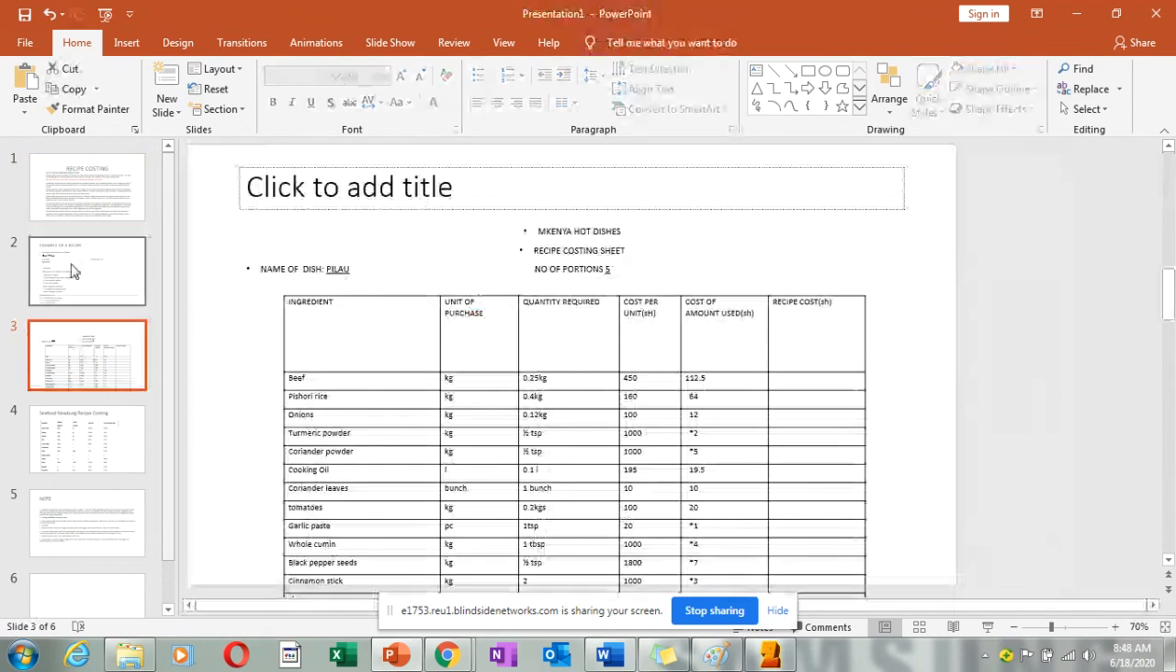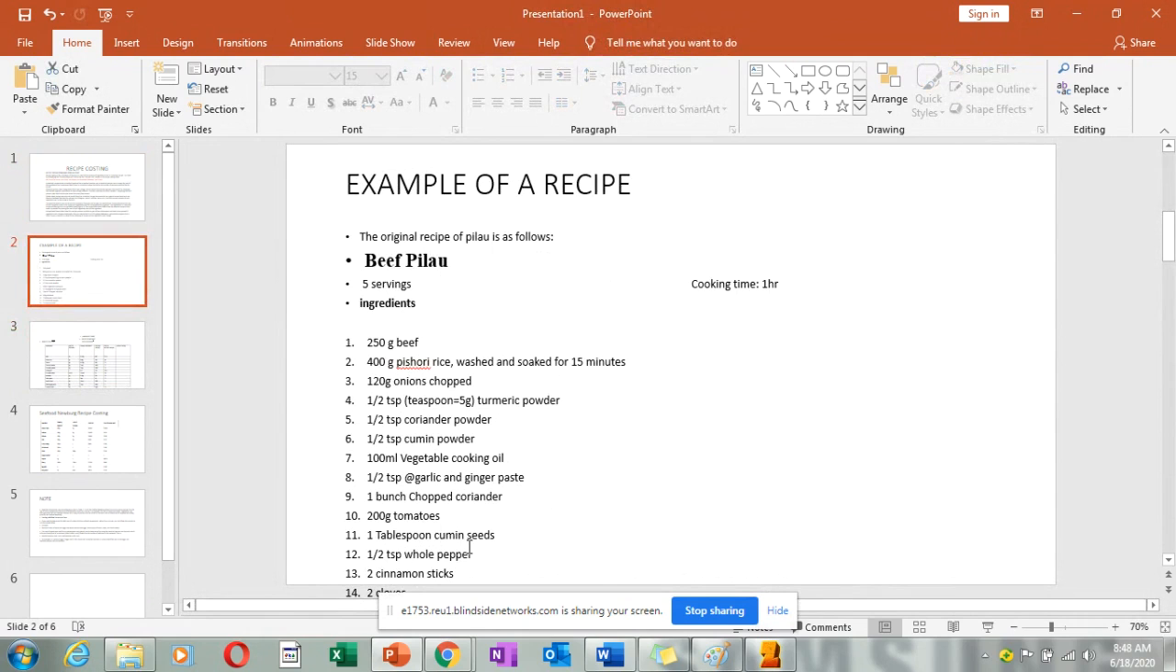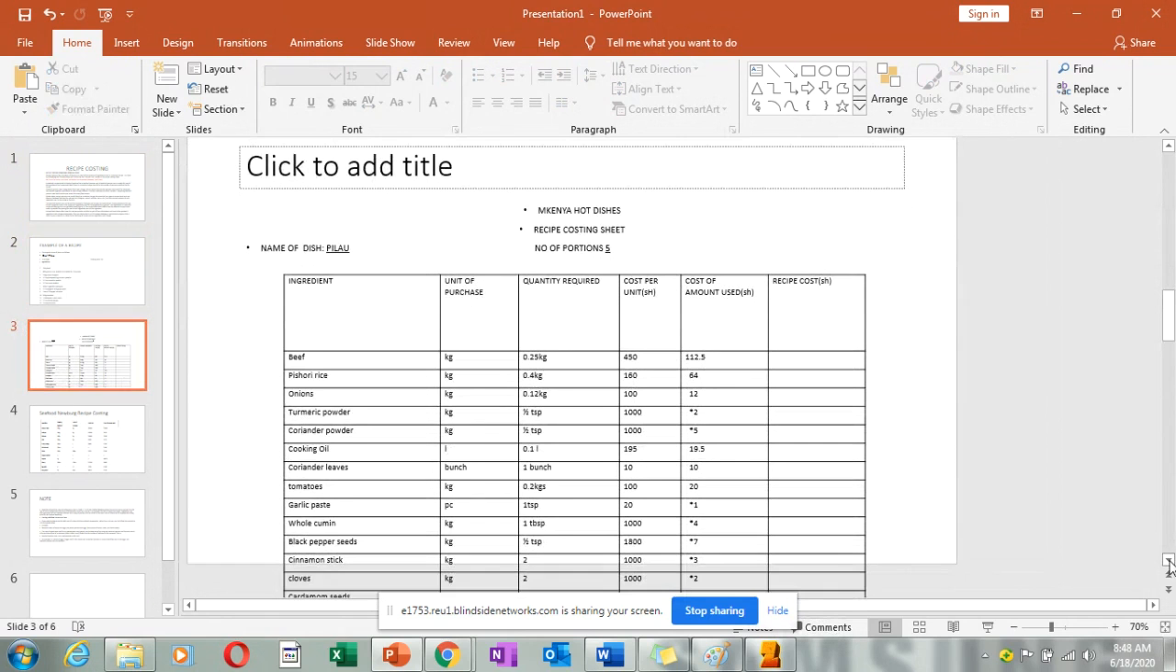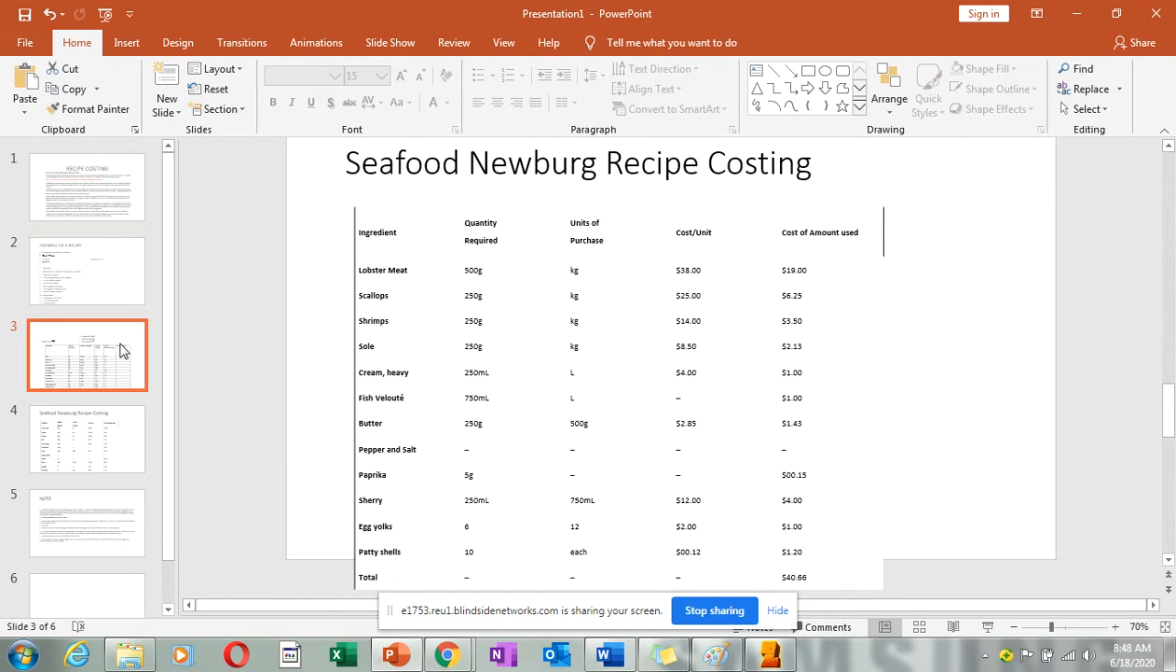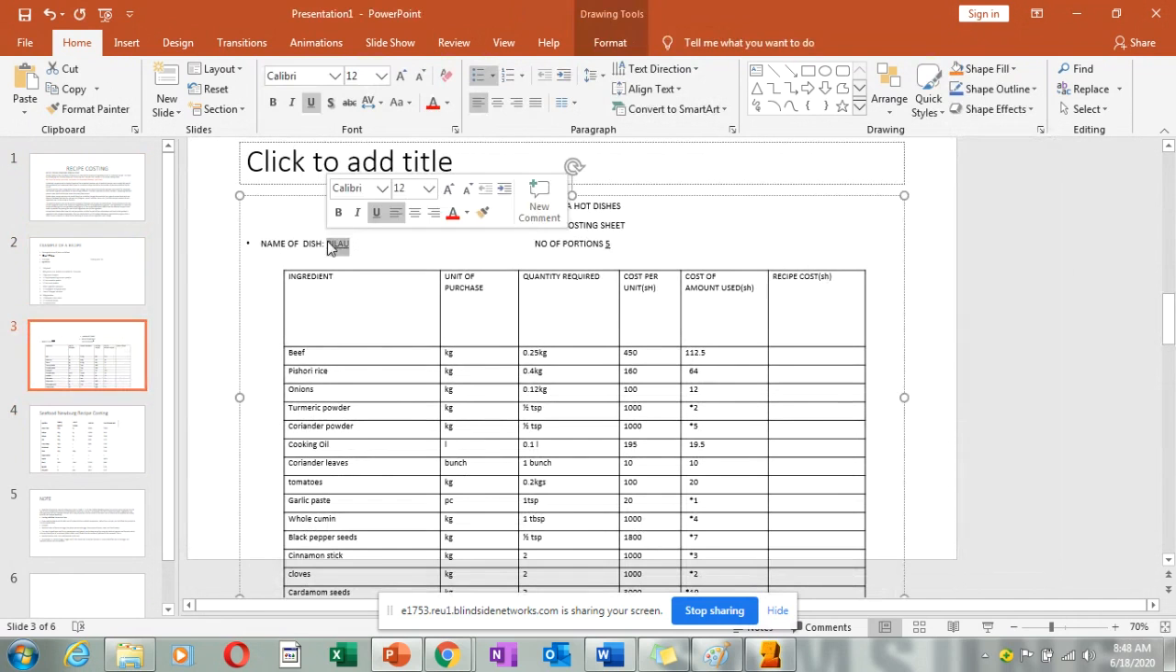So looking at the amounts there, look at whatever is being given here. We have the table there, and this table generally now has the amount of ingredients. That's another one. This was for beef pilau, and the other one is for seafood. Okay, so look at the conversions here. So we have 0.25 kgs of meat, and this is 450 shillings per kg of that beef. So the amount here is gotten from multiplying 0.25 kgs with 450 shillings, and you get 112.50 cents. Then we have pishori, which is 0.4 kgs that we used.